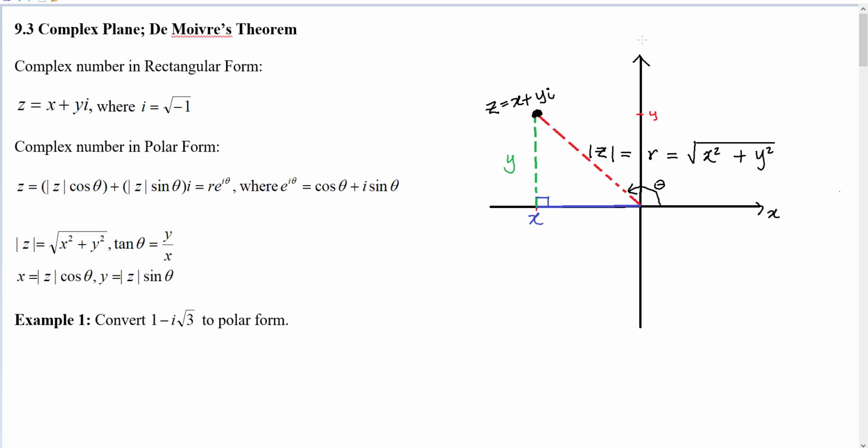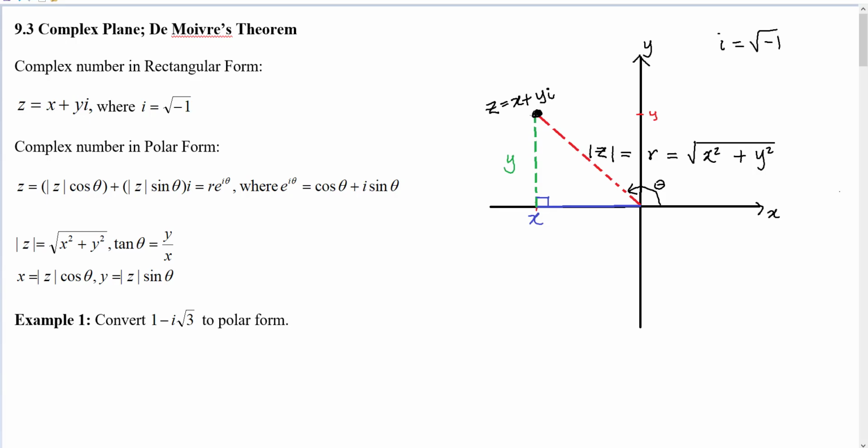The xy plane is sometimes called the complex plane. Any complex number can be represented as a point on the xy plane, and that point is x plus yi. The x-axis is the real axis, and the y-axis is the imaginary axis because that's the coefficient of i. Here i is the square root of -1, the imaginary unit.